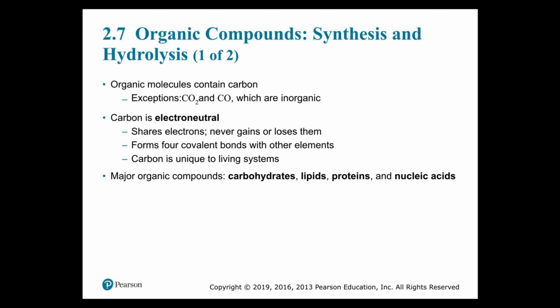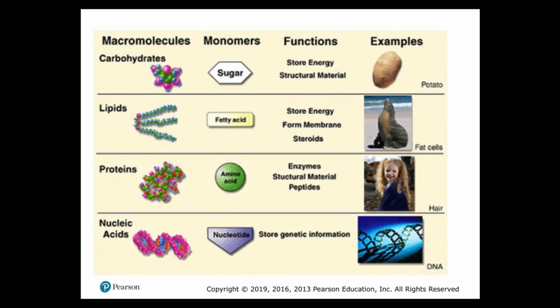A unique property of carbon is that it's electroneutral. It is involved in sharing electrons, never gains or loses them, so is not involved in ionic bonding. It forms 4 covalent bonds with other elements. That's what makes it versatile. And carbon is unique to living systems. So, we say that on Earth we have carbon-based life. Life is carbon-based.